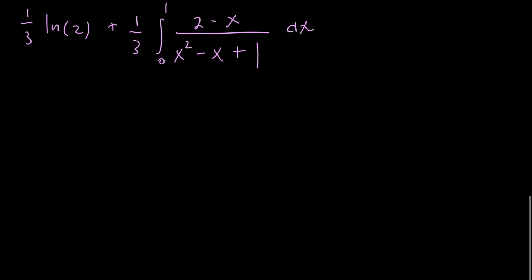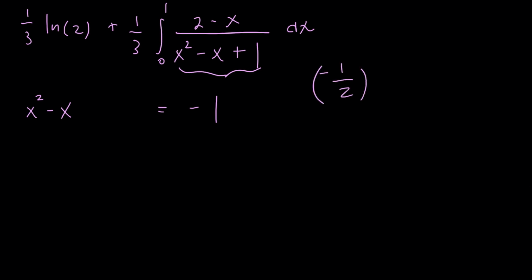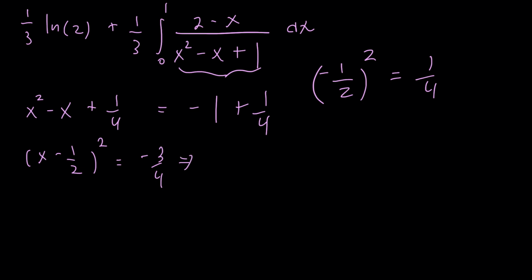And now from here we have to complete the square on this denominator. So for x squared minus x, we have a -1 here, and half of it squared is (-1/2) squared, which is 1/4, so plus 1/4 on both sides. So we have x minus a half, quantity squared, equals -3/4. This means that x squared minus x plus 1 factors into x minus a half, quantity squared, plus 3/4.